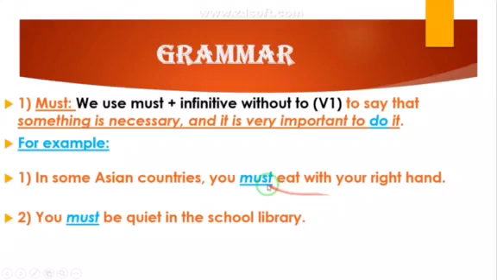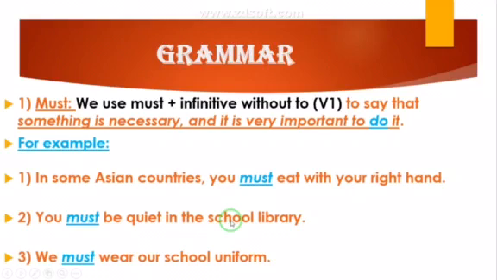Here we have something important. We used here must plus verb 1, be. You must plus verb 1. So you must be quiet in the school library. We have something necessary here, and it's very important to do it. The third example: we must wear our school uniform.